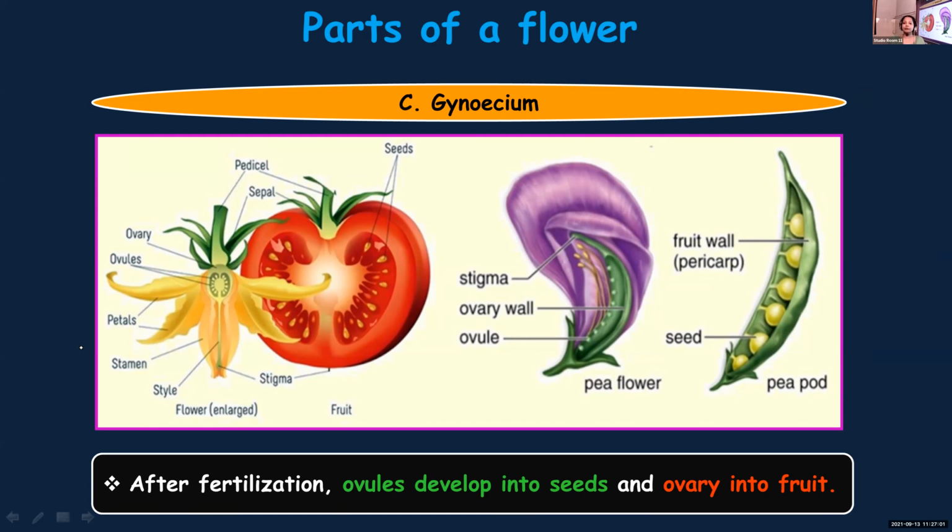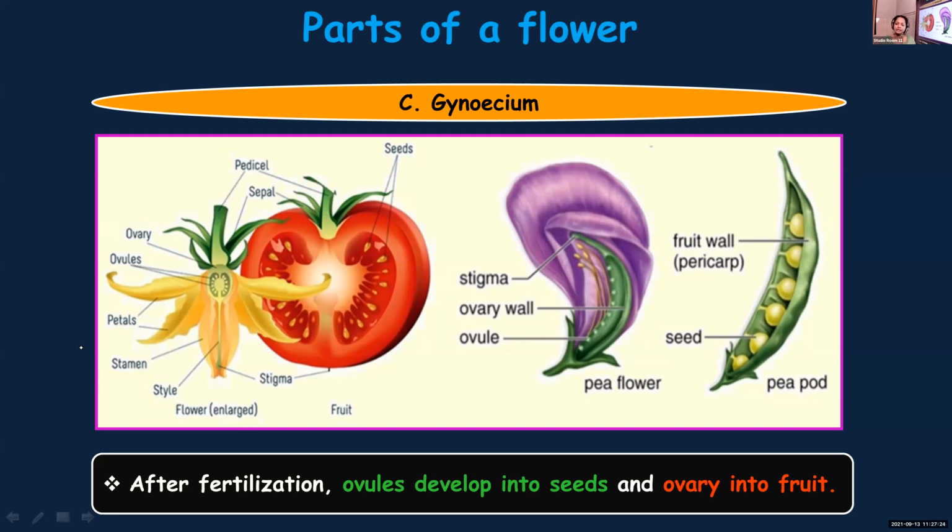Sometimes you get confused and you write ovule will become a fruit and ovary becomes a seed. It's not like that. Ovary is present outside. Ovule is inside that. So ovule will change into seed. Ovary becomes fruit once fertilization is completed.